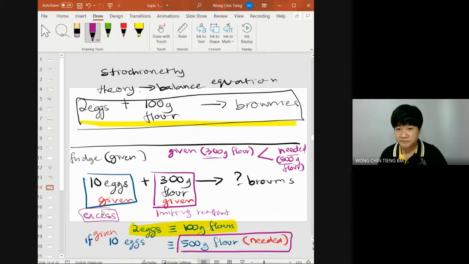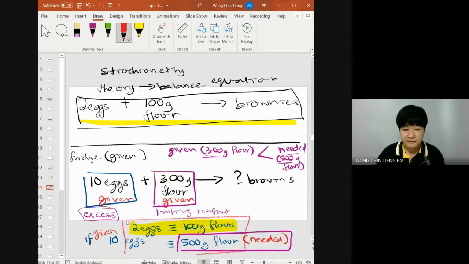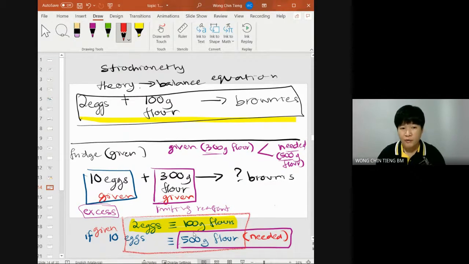Betul? Okay? Kalau betul, go back to the basic. This is the basic. Always start with the equation stoichio. That's why your balancing equation must be the first thing that 100% correct.